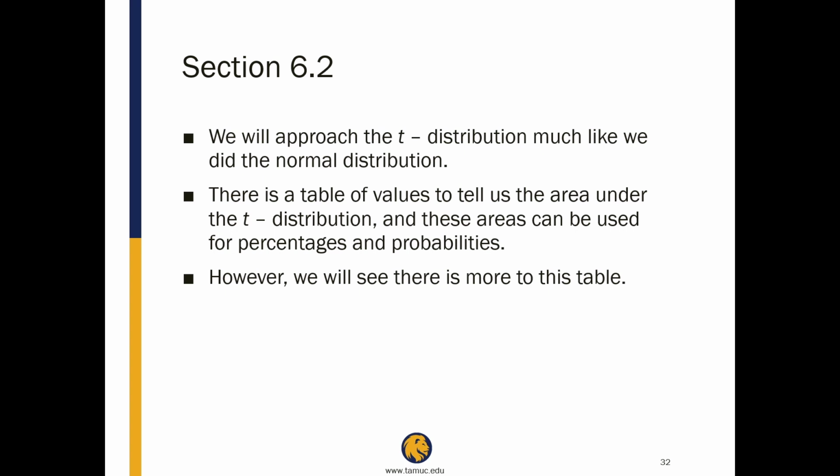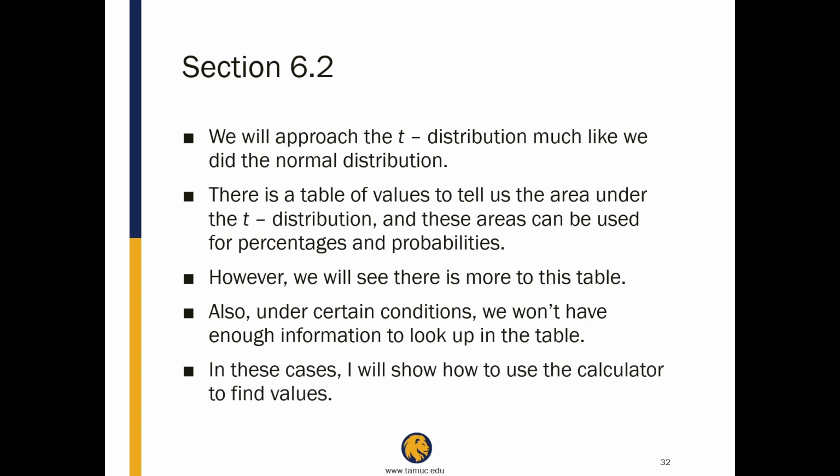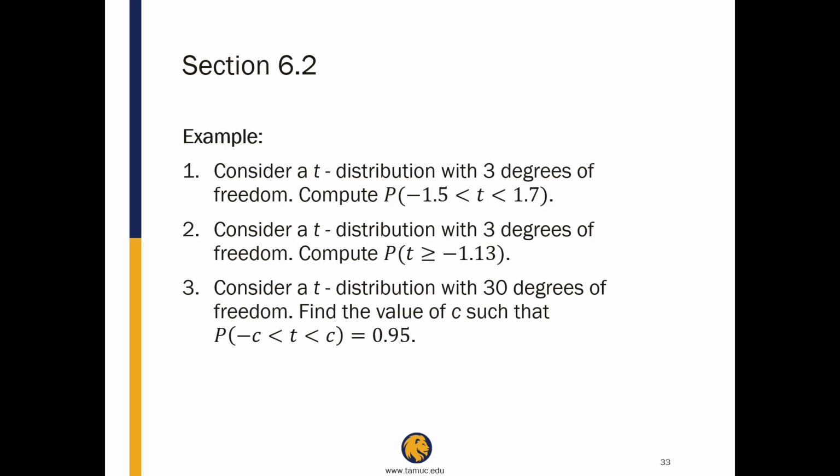However, the table is going to have more going on in it than we saw in the normal distribution table. Also, under certain conditions, we won't have enough information to look it up in the table. In these cases, I'm going to show a little bit of the calculator and how we can use it to also do some of these calculations. Turns out we could carry some of these ideas over to the normal distribution because the calculator has those functions built in as well. It's just that it's usually been easier to look it up in the table. So the calculator wasn't usually too big of an aid in the process, but here it will be in some cases. So let's look at some values and some examples.